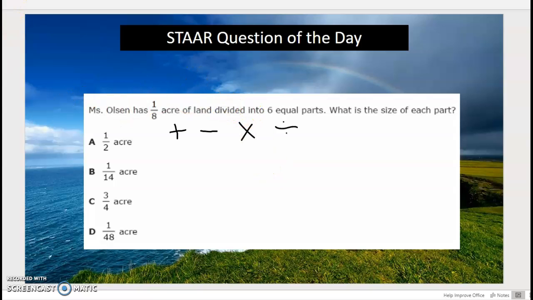Well, this word is a big clue, right? That tells us we're going to do that. So our question is, are we going to divide the 6 equal parts, or are we going to divide the 1/8 acre? Because that tells us what we're going to put first. We're going to do something divided by something.